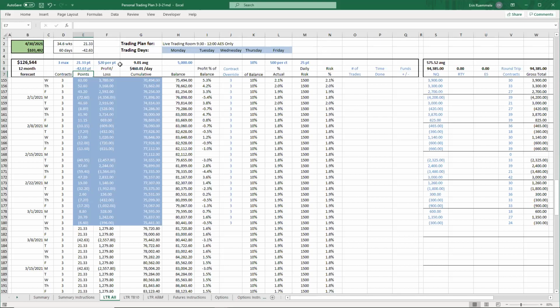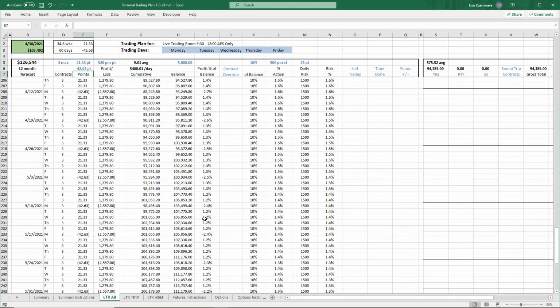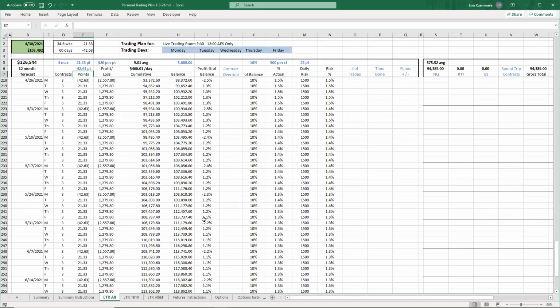And you can see our 12-month forecast, again, just starting with $5,000, trading 9:30 to noon, only AES signals, forecasts out to about $126,000 for our 12-month forecast, which we're about 4 months away from. I think it's going to end at the end of June.